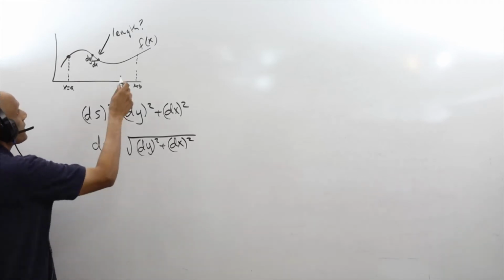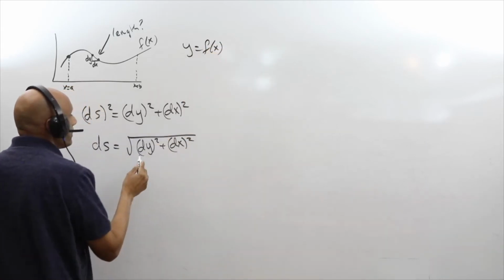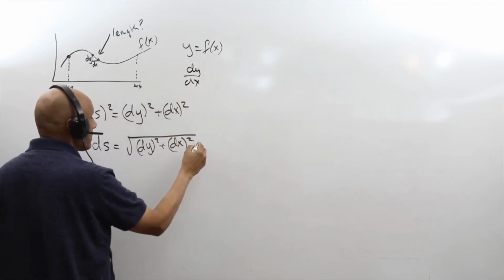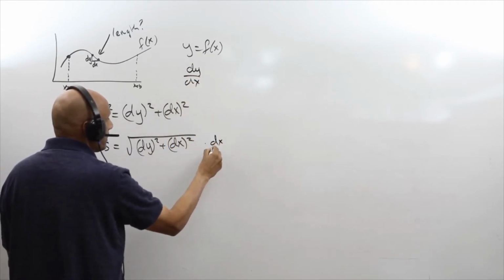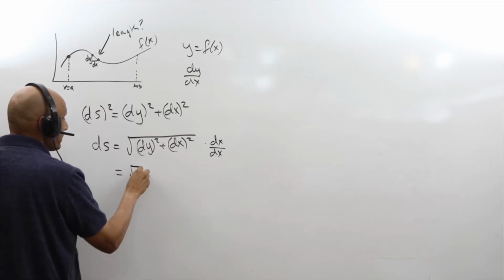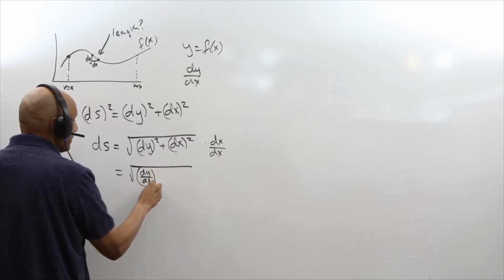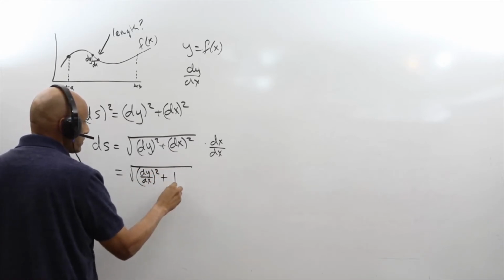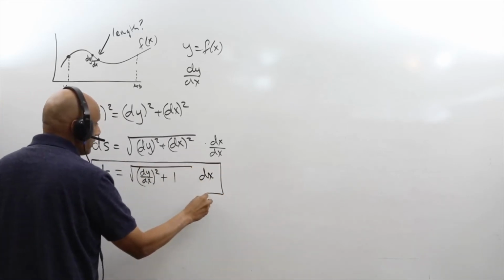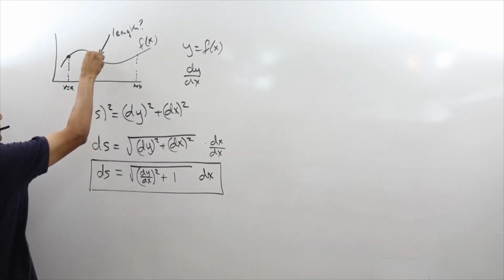Because I know that y is a function of x, I'm going to isolate and calculate dy/dx. So if I multiply and divide by dx, I can absorb the differential dx into the square root, and you're left with the square root of (dy over dx) squared plus dx over dx, which is 1, times dx.